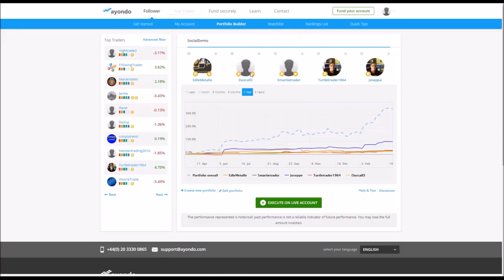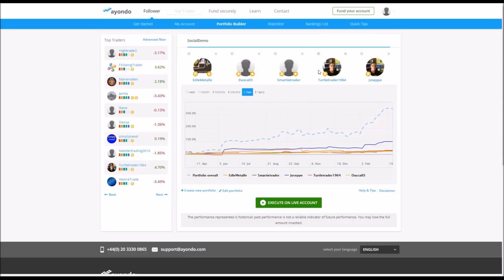So here are 4 traders I'm following already. It looks like, because he's got the same picture, that Giuseppe has another strategy he's running. I'm already following this person under Turtle Trader 1964, but this is the one I just followed. So I just followed Giuseppe here. So I've got 5 traders in my portfolio. These 4 I'd put in before on a previous webinar a couple of weeks ago. So these are the 5 traders that I want to follow.